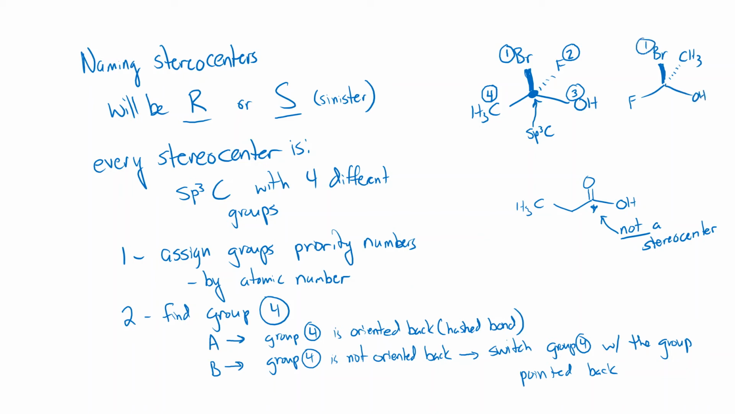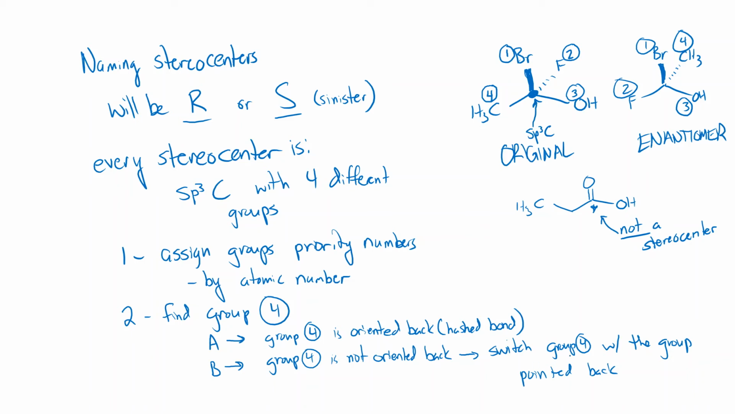And then I'm going to redraw in all my priority numbers. All the priority numbers stay the same because they're the same atoms, right? 1, 2, 3, and 4. And just going by atomic number, bromine is still the highest, etc. Now, this is our original. What is the relationship of this new compound that we just drew compared to our original? It is the enantiomer, right? Because if we remember our enantiomer lecture, if we switch any two groups on our stereocenter, we create the enantiomer.